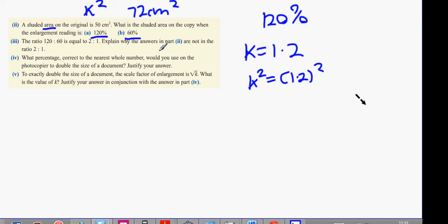The next one is 60%. This time K equals 0.6. And now you're going to multiply 50 by 0.6 squared. Does anybody have that for me?